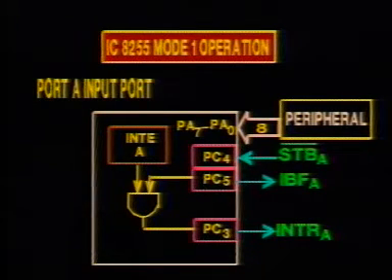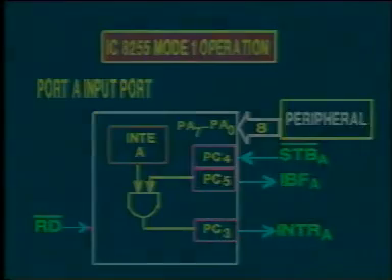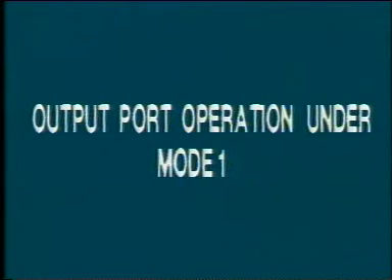This interrupt can be made to interrupt the CPU so that the CPU reads the data by placing a low on the read bar signal. The read bar signal resets the interrupt and input buffer full signals. Now 8255 is ready to read another byte of data. So that was input operation under mode 1. Now let us learn output port operation under mode 1.